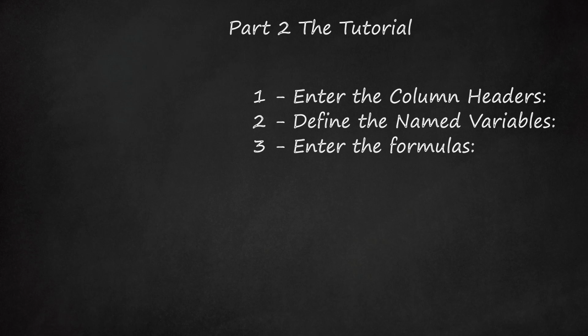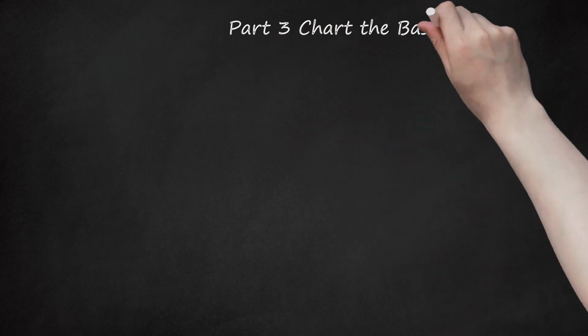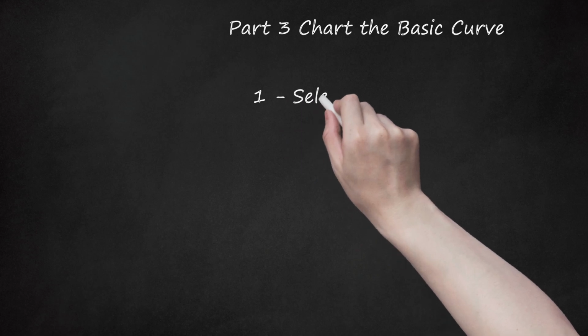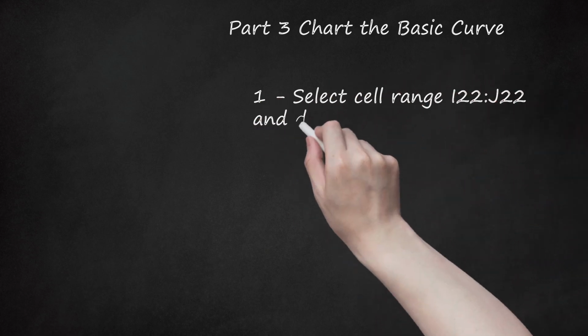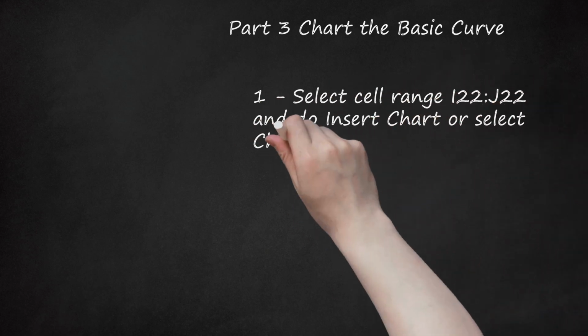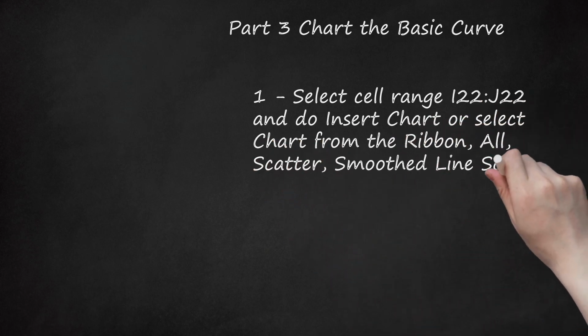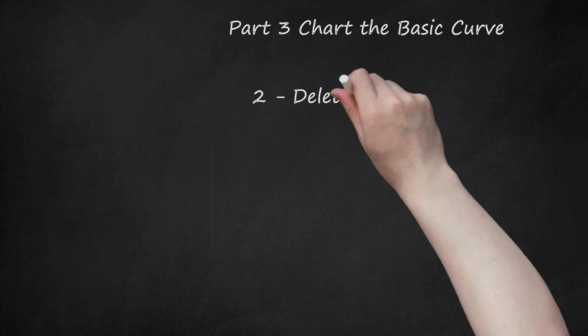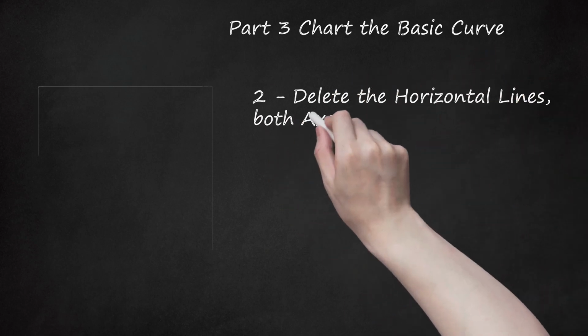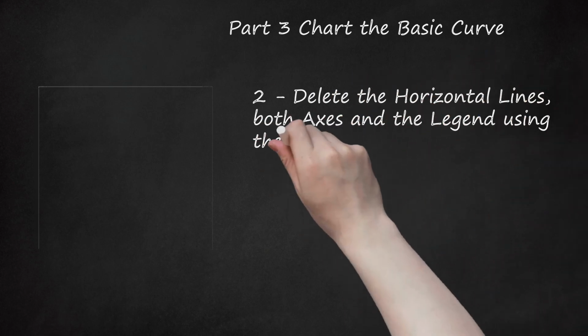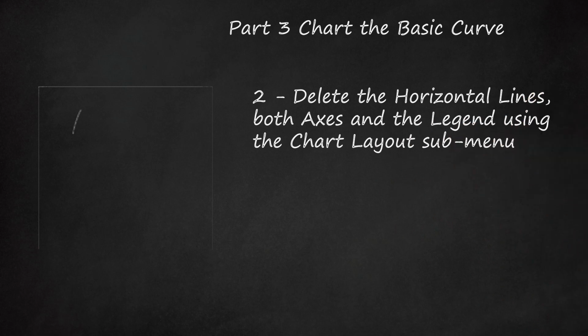Likewise. Part 3 chart the basic curve. 1. Select cell range I2 to J22 and do insert chart or select chart from the ribbon, all, scatter, smooth line scatter. 2. Delete the horizontal lines, both axes and the legend using the chart layout sub-menu. 3. Resize the chart to be about 5.33 width and 5.18 height. This is the basic breast curve.